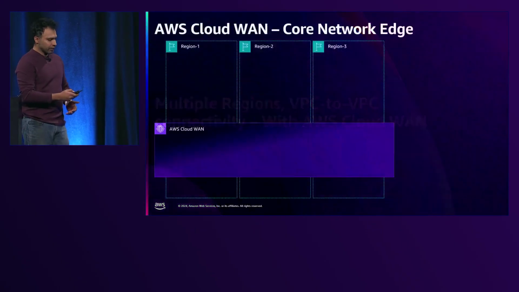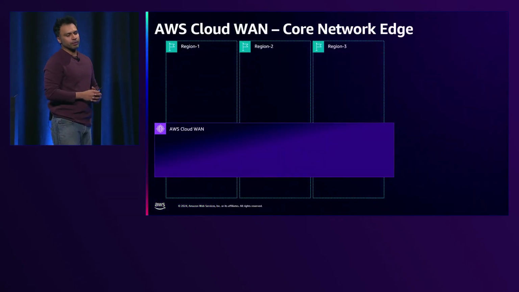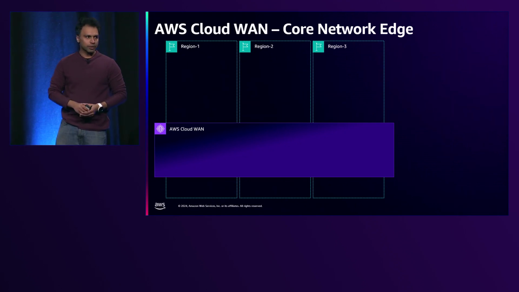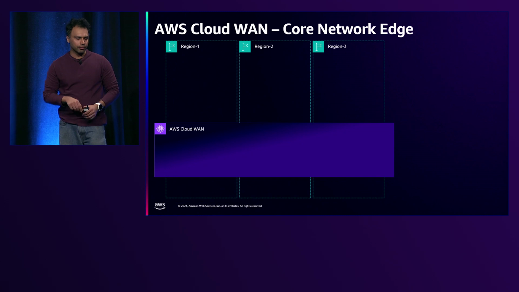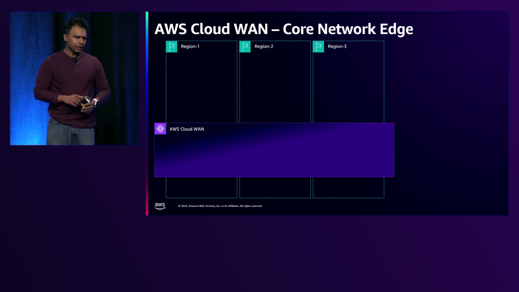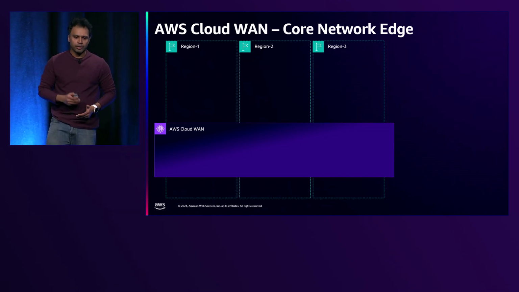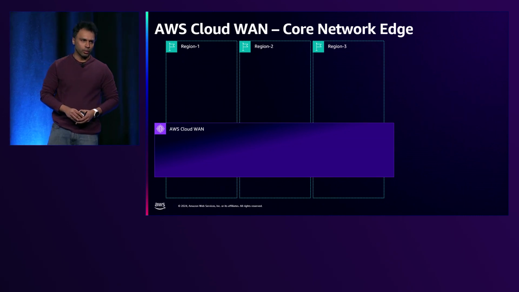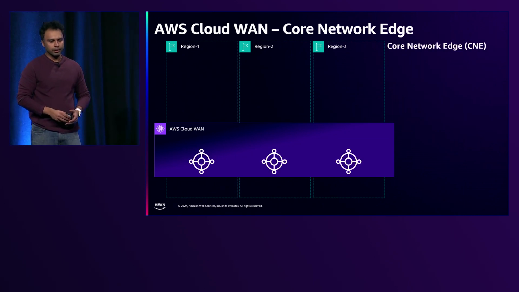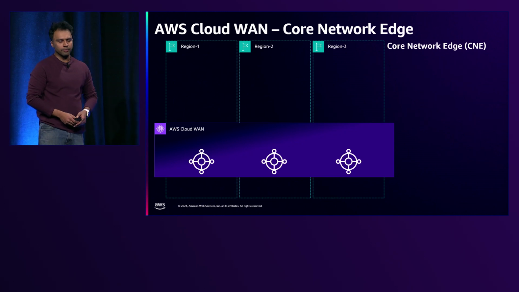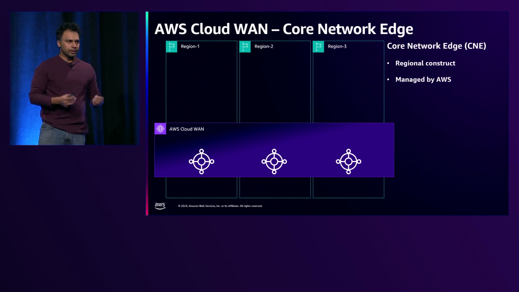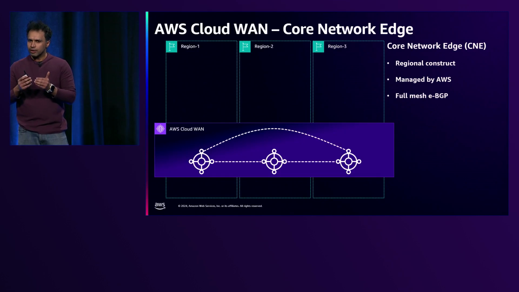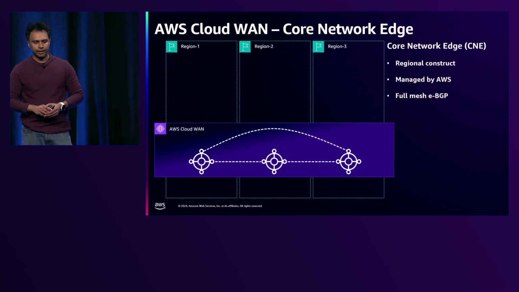So the first scenario that we'll talk about is providing connectivity to multiple VPCs using AWS Cloud WAN. AWS Cloud WAN is a service that allows you to create multi-region AWS networks within minutes. So first, let's talk about some of the constructs of Cloud WAN. The first one is CNE, or a Core Network Edge. This is a regional construct, and it is completely managed by AWS. This is the entity that actually pushes packets in and out. And under the hood, it looks and feels a lot like a transit gateway.